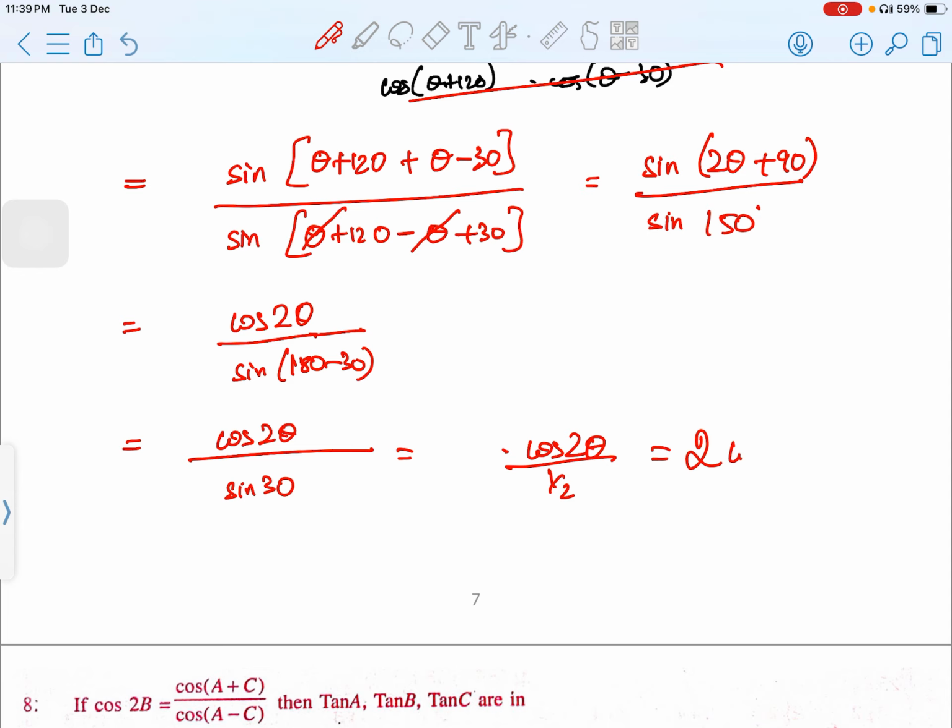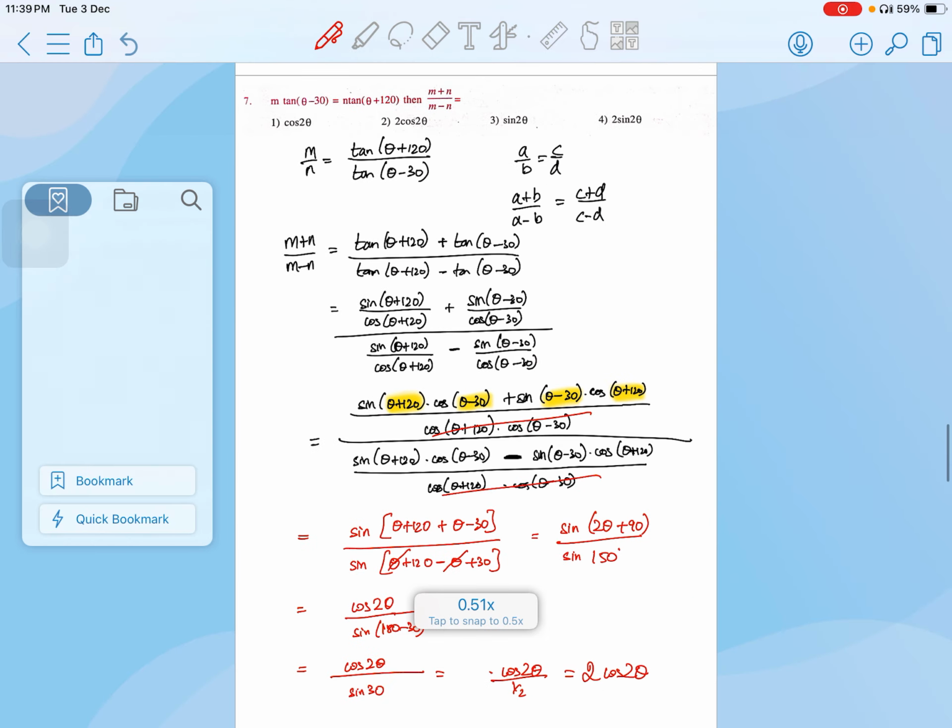So you'll get 2 times cos 2 theta. Where is the answer? Option B.